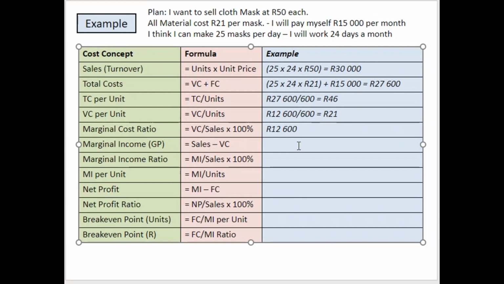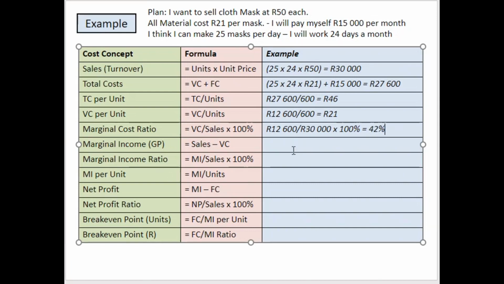Let's divide that by our sales, which we know to be 30,000. Let's multiply that by 100%, and let's see what that is. So it's 12,600 divided by 30,000 multiplied by 100. Okay, so my marginal cost ratio is 42%.